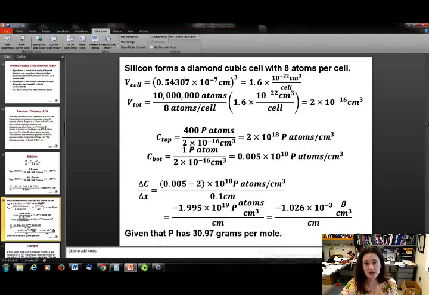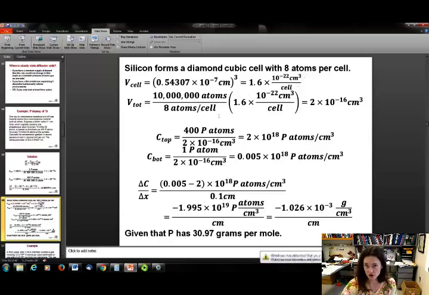So it gave me the lattice spacing of silicon. Basically, that's our a value. That's how big one side of that cubic unit cell is. So silicon forms a diamond cubic cell, and it's got 8 atoms per cell. So the volume of a single cell would be that 0.54 nanometers cubed. Now I'm going to have all my units be in centimeters, so I write that as 0.54307 times 10 to the minus 7 centimeters, and then I cube it. And when I do that, I get 1.6 times 10 to the minus 22 centimeters cubed for one single cell.